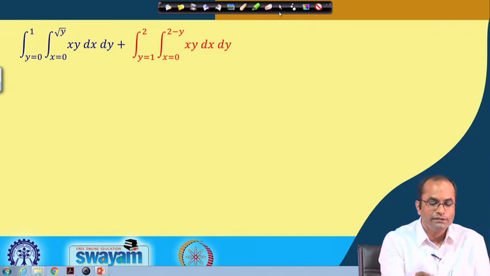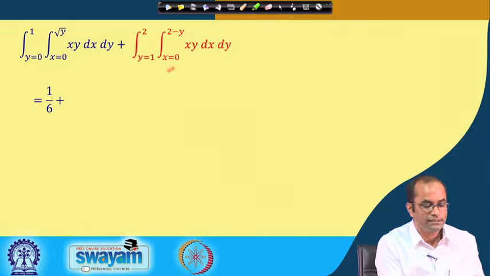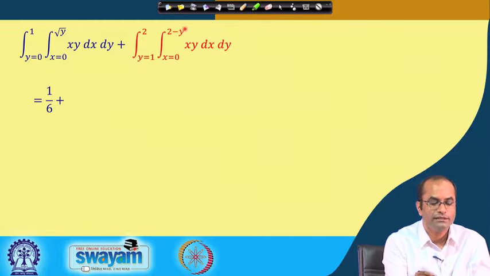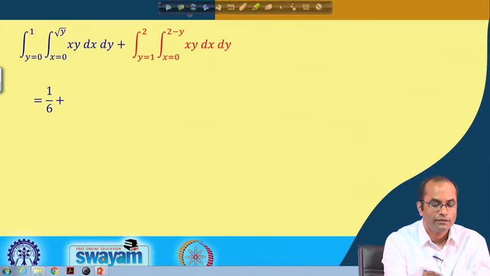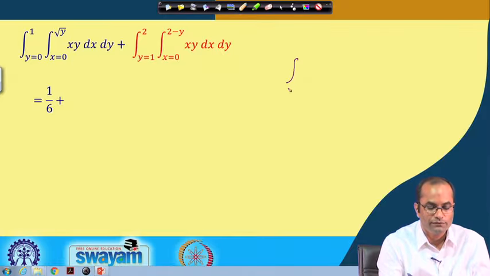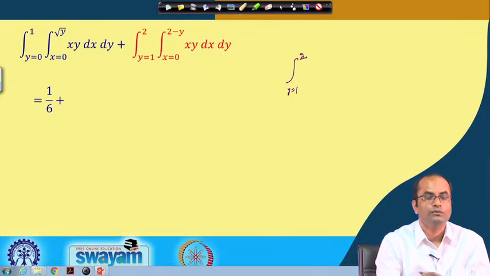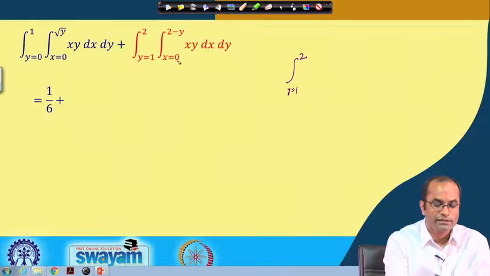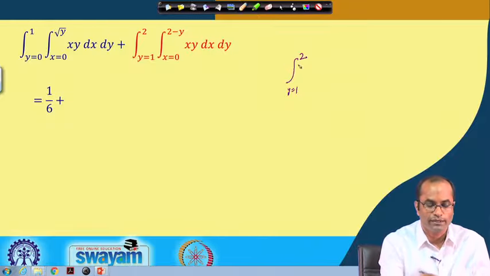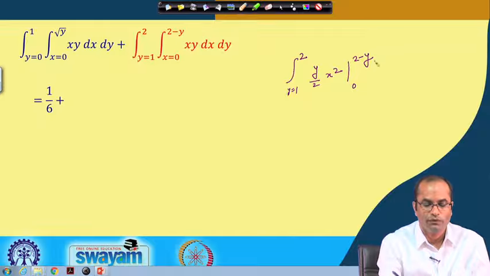So, the value of the first integral is 1 by 6, and then we can evaluate the second integral. Here we have y from 1 to 2, and x from 0 to 2 minus y. So, we are integrating with respect to x, which will be x square by 2, and the limits will be 0 to 2 minus y, and then we have dy.